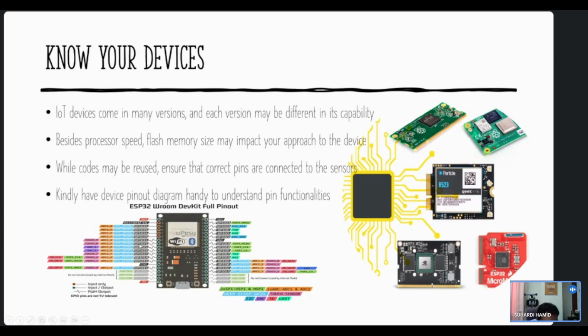Underneath here, we have an example of the ESP32 development kit full pin out, basically similar to the device that I have here. You can look for this information online. There are plenty of diagrams available, provided that you compare them to be similar to what you have. So in here, you can understand that there are GPIO pins.